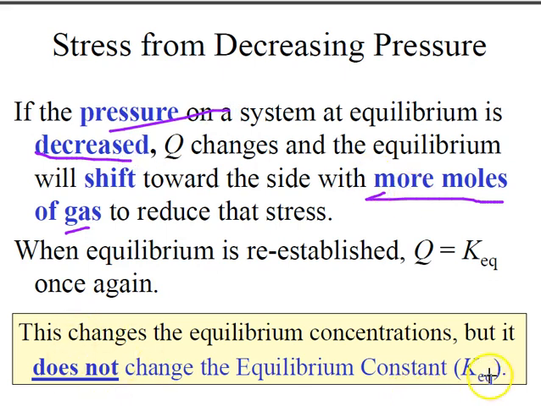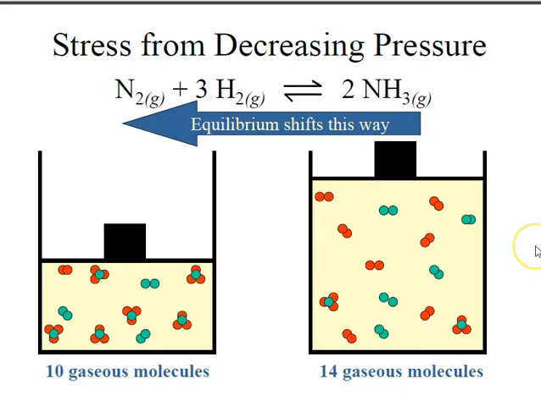Again, this does not change your K value. It only shifts the reaction to reestablish that same K value. So if the pressure is decreased, you've got more room for the particles to move around, so they will produce more gas particles. If you increase the pressure, like we saw previously, will produce less gas particles. So those are the inverse of each other.